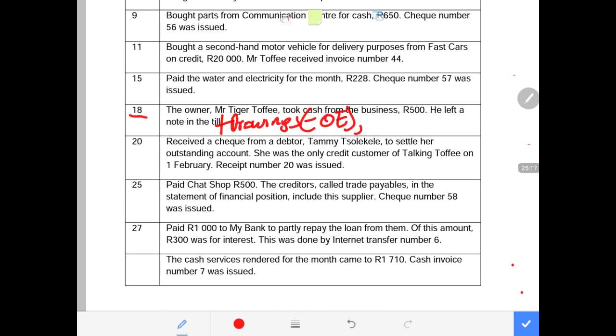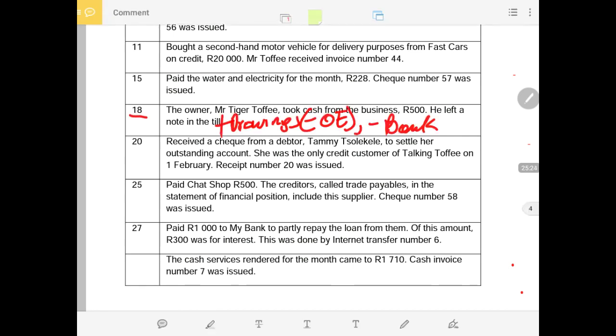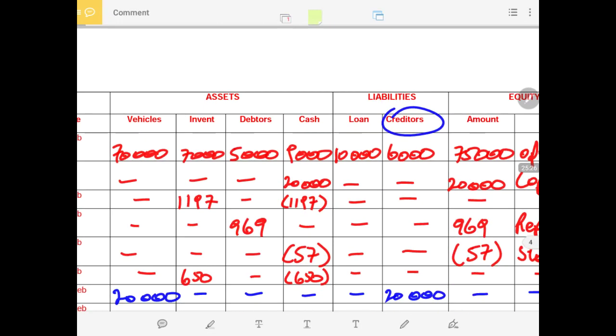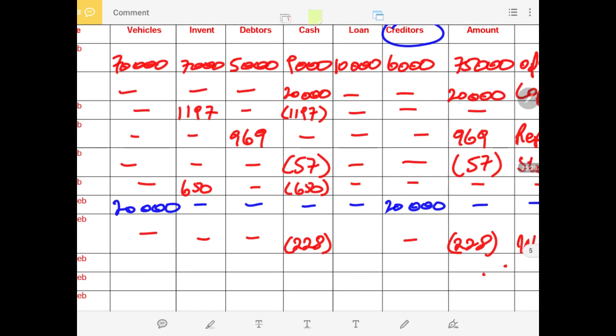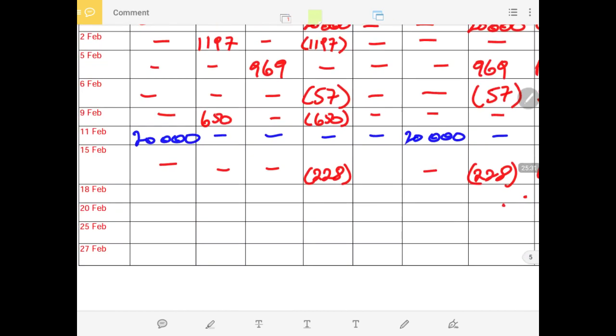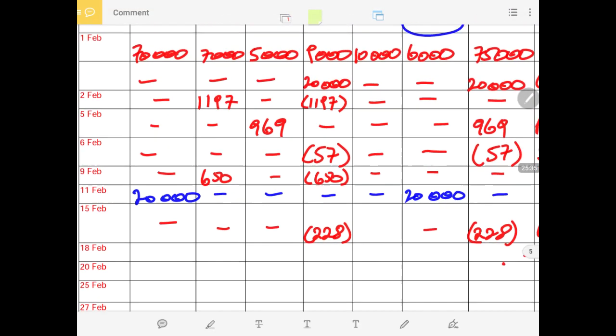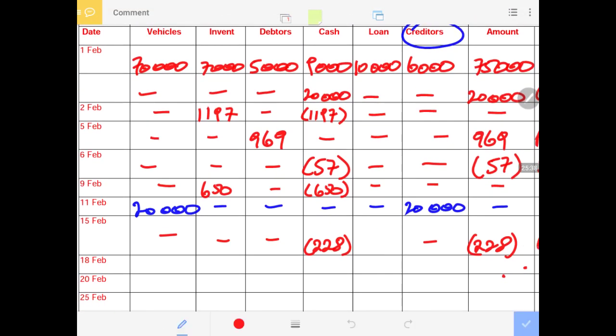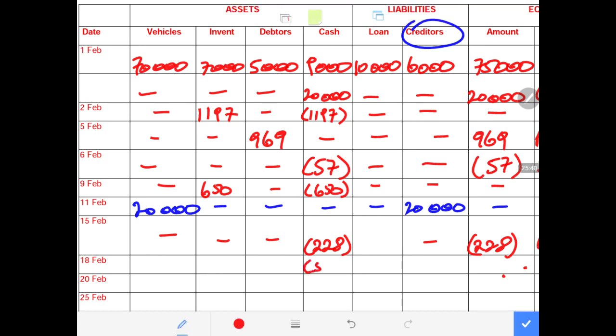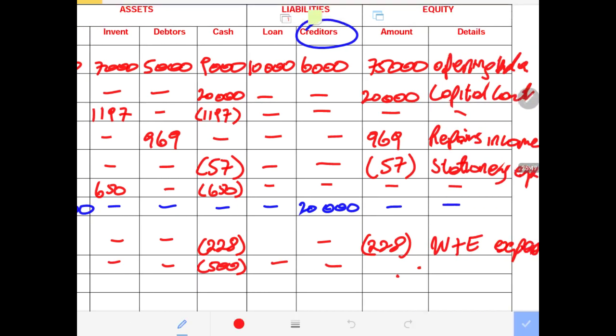Then bank will have to decrease because the owner took money outside of the business. So bank must decrease because cash was taken by the owner for his personal use. Because of that, we have to record the 500 under our bank column. The cash column, we say minus 500. We classify anything taken by the owner for personal use as drawings.